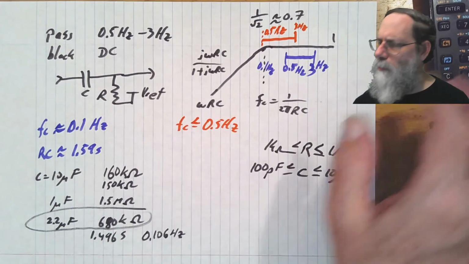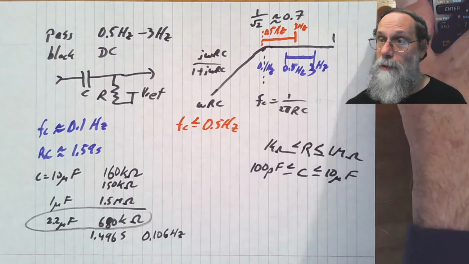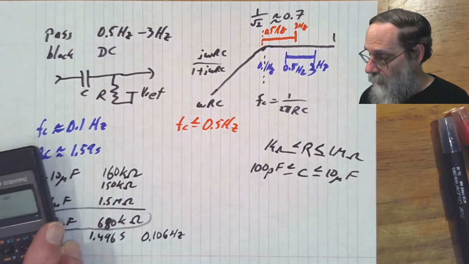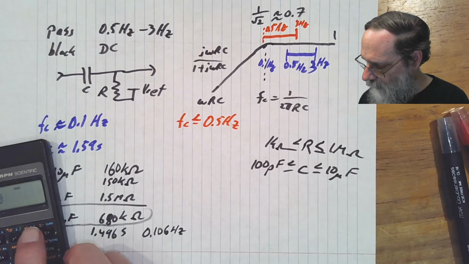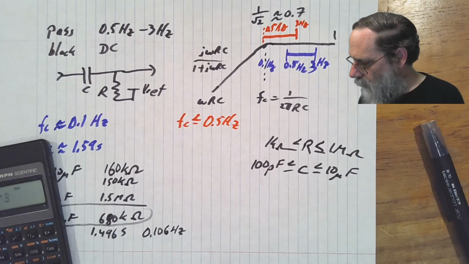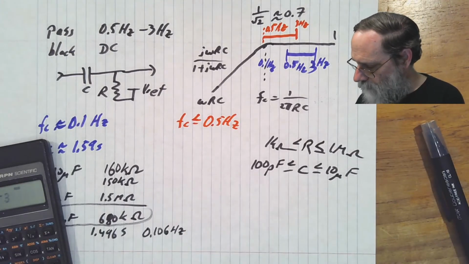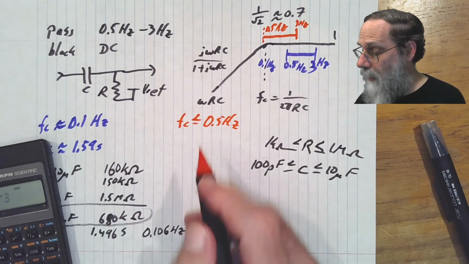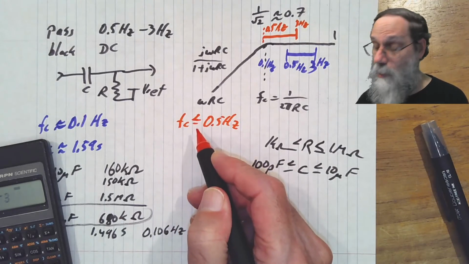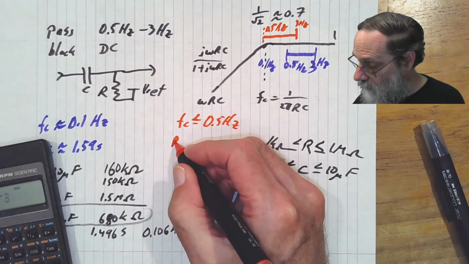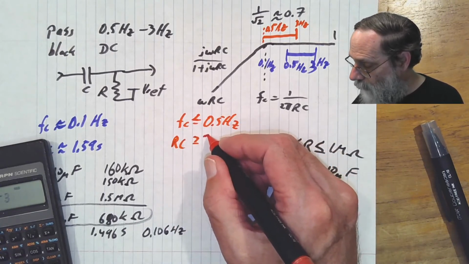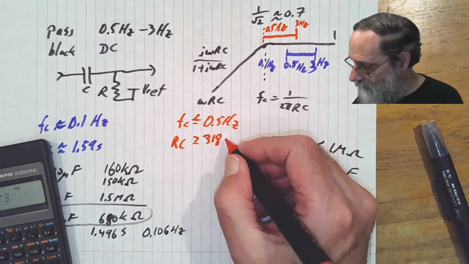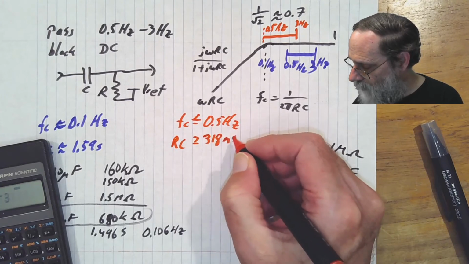Let's take a look at what would happen if we went to the 0.5 hertz. Okay, so we take the 0.5 hertz, multiply by 2 pi, and invert it, and now notice that we have got a constraint here. This is a less than or equal to here. So what we end up with, because of the inverting, is that RC is greater than or equal to 318 milliseconds.